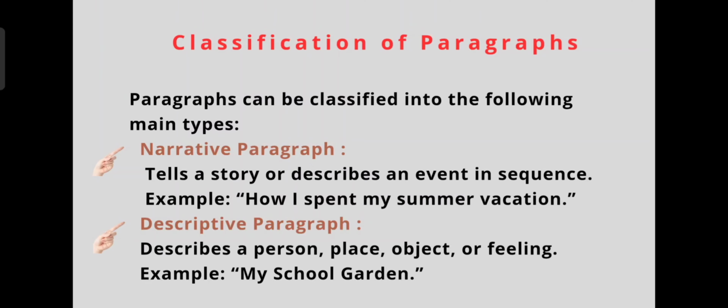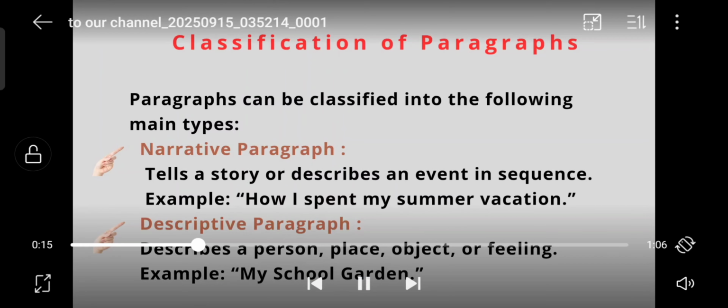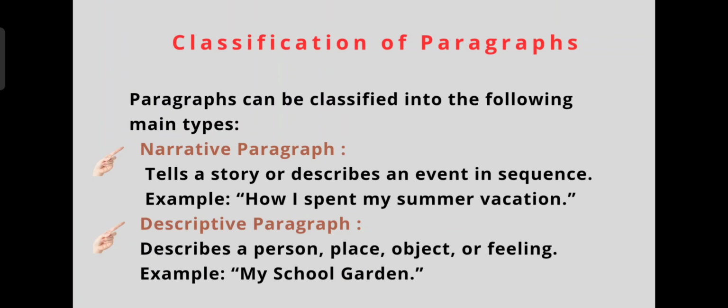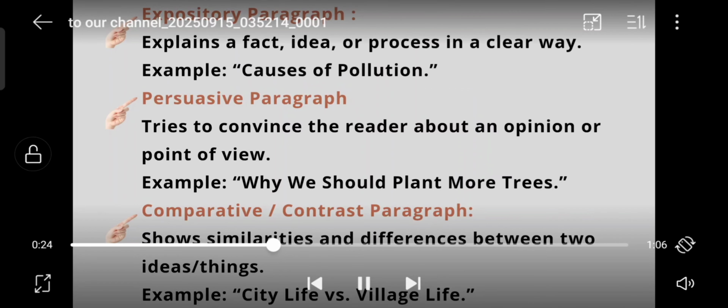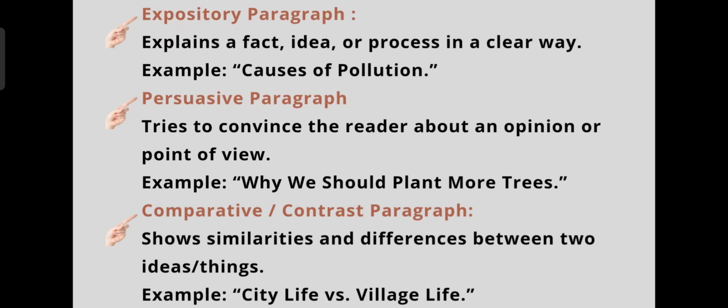Descriptive paragraph describes a person, place, object or feeling. Example, my school garden. Expository paragraph explains a fact, idea or process in a clear way. Example, causes of pollution. Persuasive paragraph tries to convince the reader about an opinion or point of view. Example, why we should plant more trees.